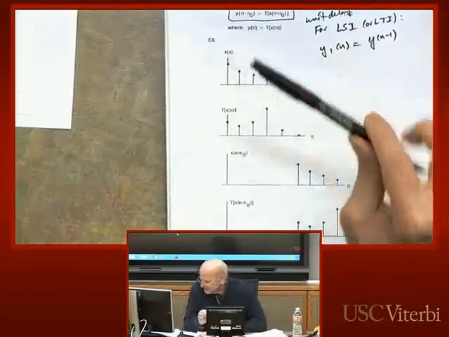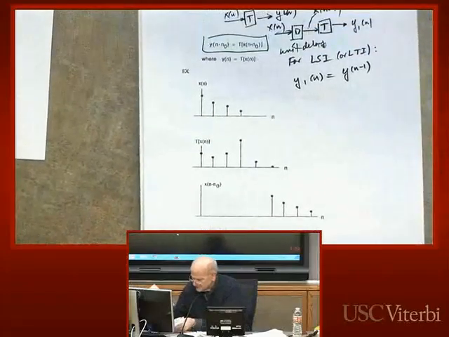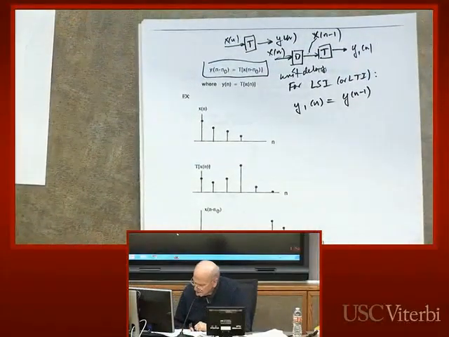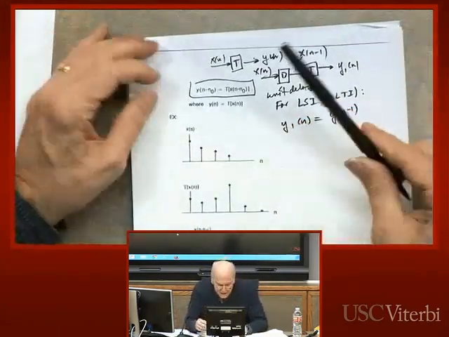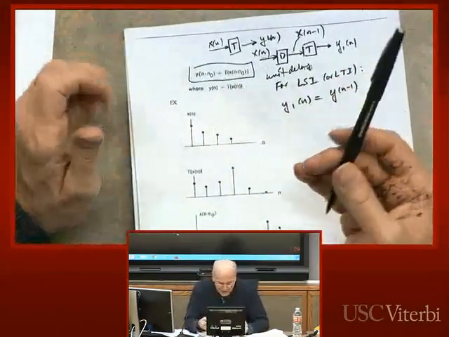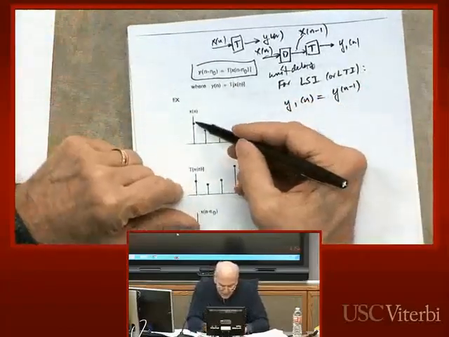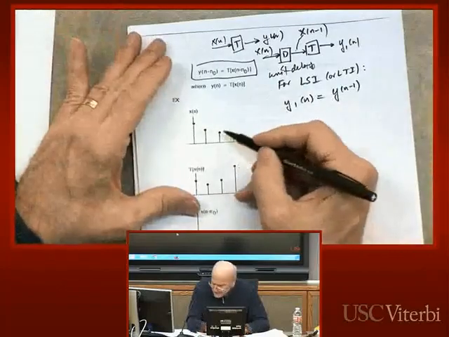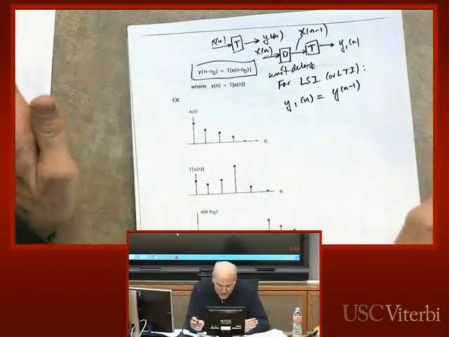I even had a little diagram of this. Let's see what I wrote here. Okay, I'll come back to that in a second. I had a little diagram here to illustrate all this graphically. Suppose this is my input, x of n. It just had these, I don't know, four samples and then a bunch of zeros, say.